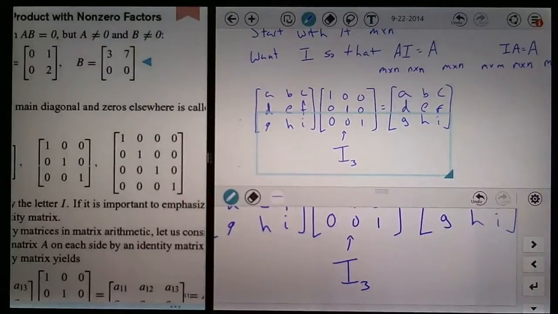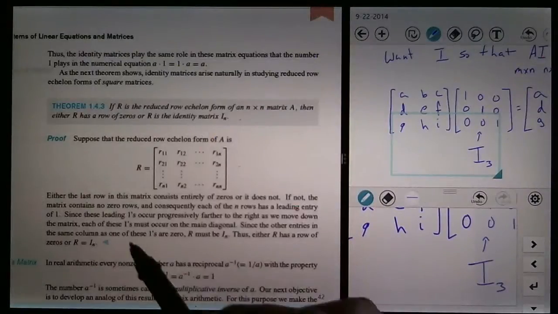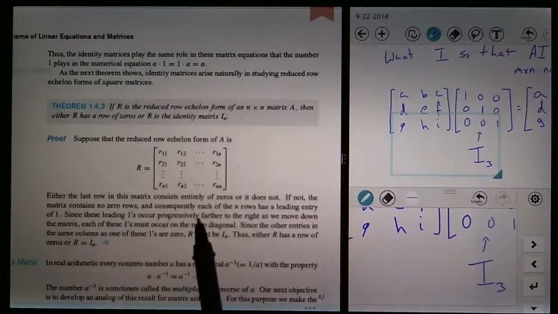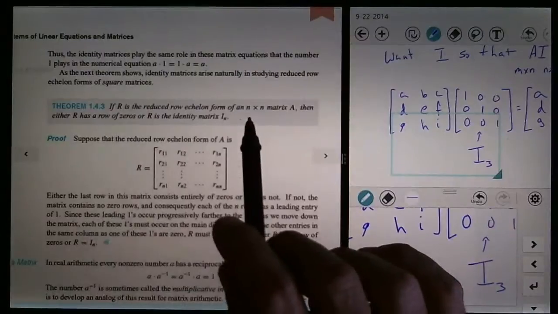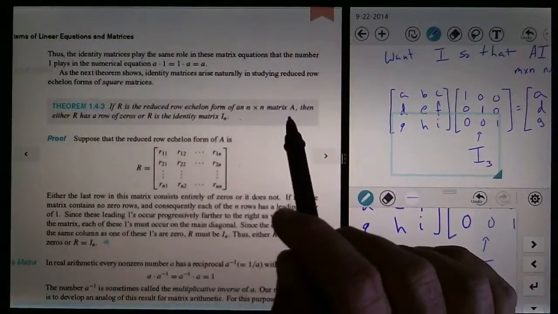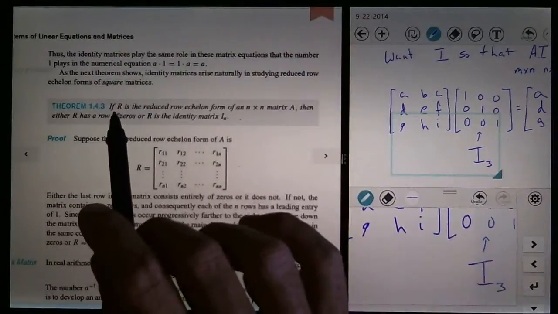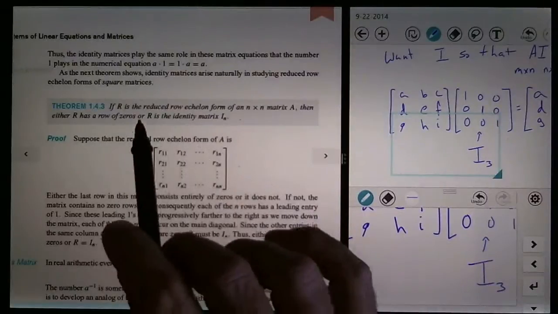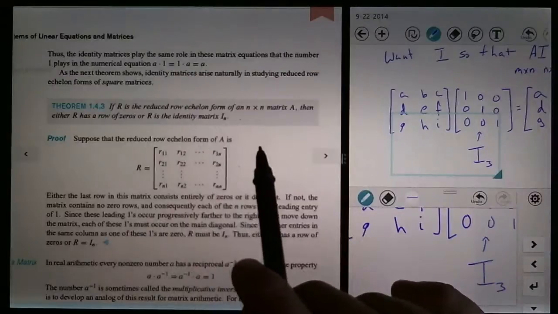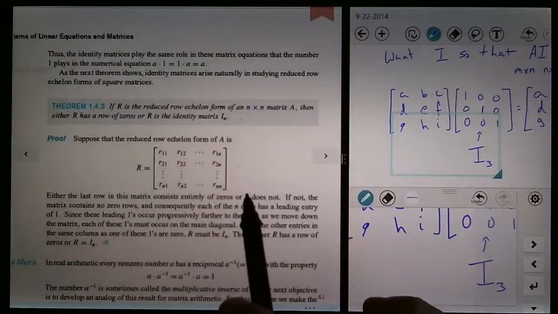Now, we need to look at some properties of identity matrices. Actually, the property that I really want to look at is Theorem 1.4.3. Again, looking at the book, essentially it says if you've got an n by n matrix A, and you put it in reduced row echelon form, to me, this doesn't really need to mention A. If you've got R, it's an n by n matrix in reduced row echelon form, then either R has a row of all zeros, or R is an identity matrix.